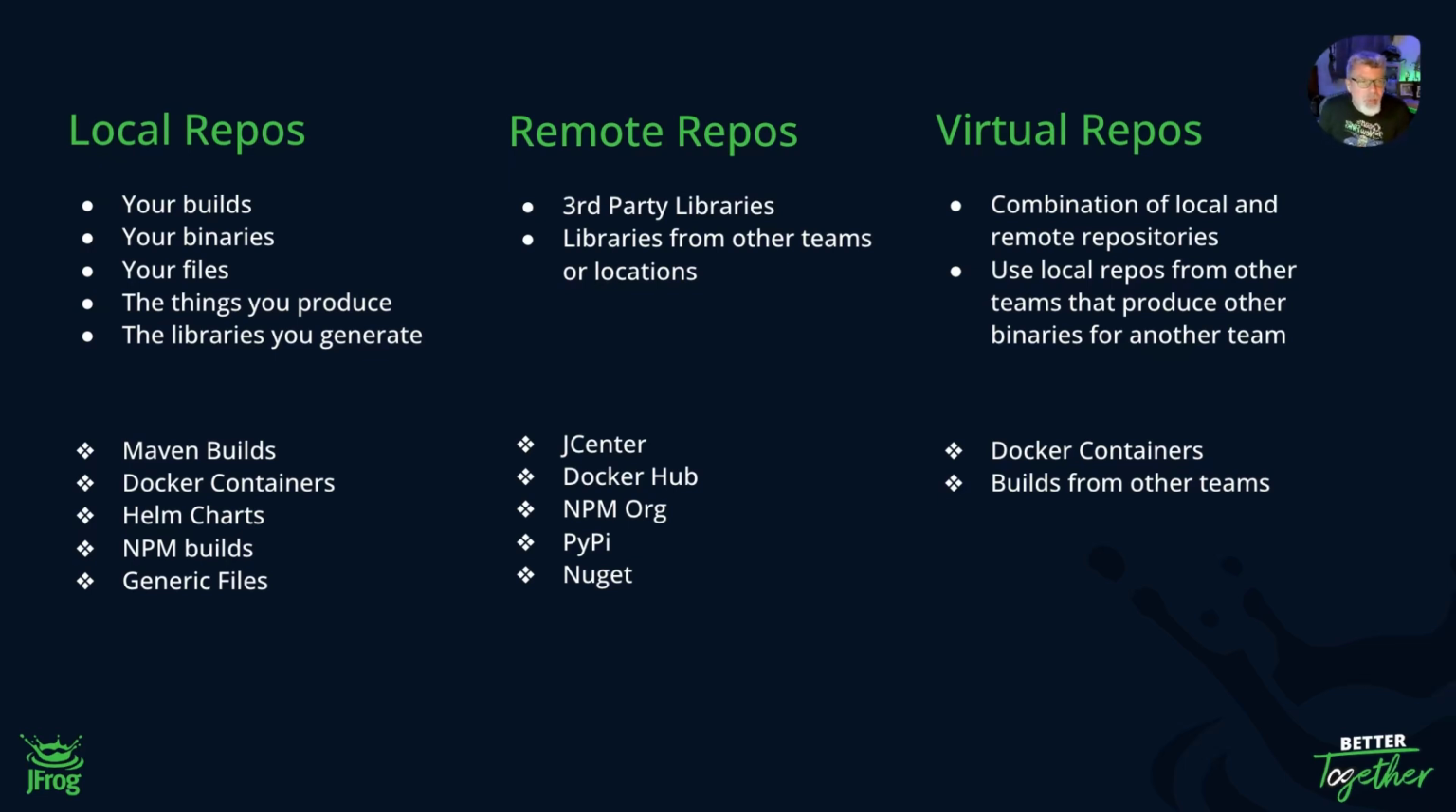Local repositories are where you store your builds, the binaries you use, the binaries you create, and things you just want to generally store in Artifactory, whether you're using one of our 32 package types, including our generic, for things like Maven build, Docker containers, maybe Helm charts, NPM builds, and also generic objects like PDFs and maybe JPEGs. This is a place where you just store and organize.